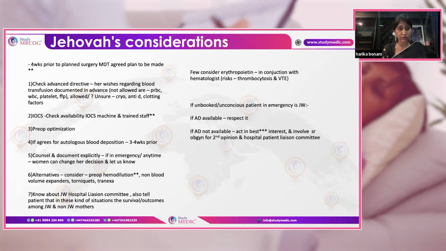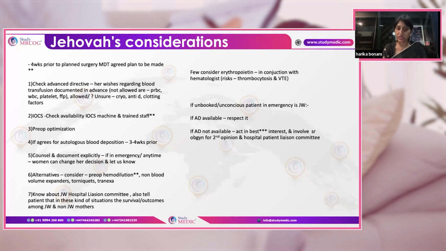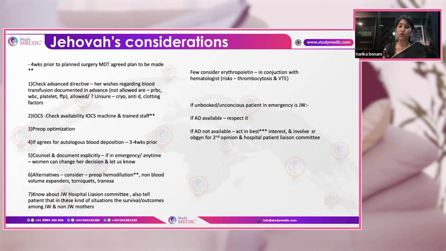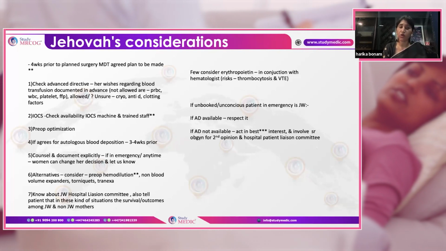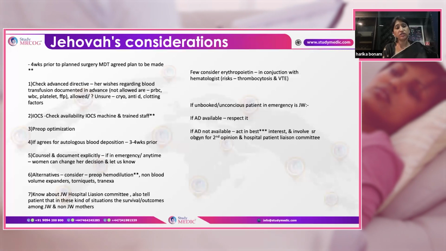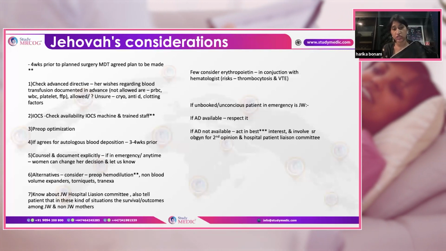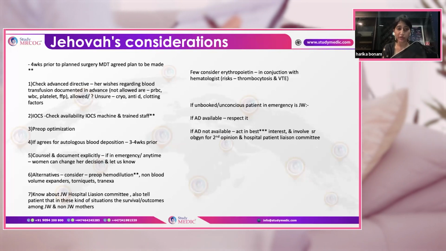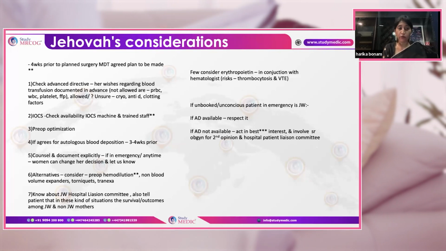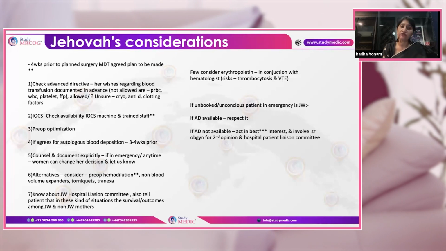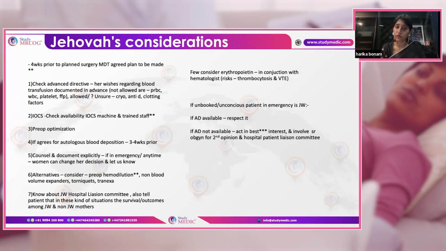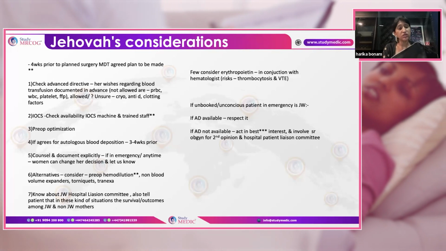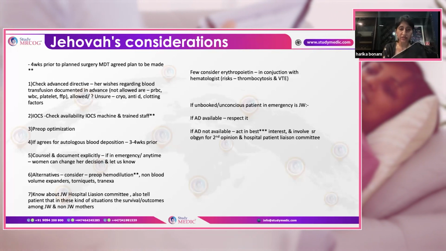Intraoperative cell salvage is the second important thing, checking the availability of the machine and the trained staff. Preoperative optimization, you have to talk about it. The hemoglobin optimization you are going to do preoperatively, either with oral iron or with IV iron. And if the patient agrees, talk about autologous blood donation 3 to 4 weeks prior. Whatever you're talking about, you have to counsel and document it very clearly, explicitly. And in case of emergency or any point of time, the patient can change her decision, and if she does so, she can let us know, and you have to inform the patient. Other alternative things like preoperative hemodilution, using volume expanders, considering tranexamic acid and all.